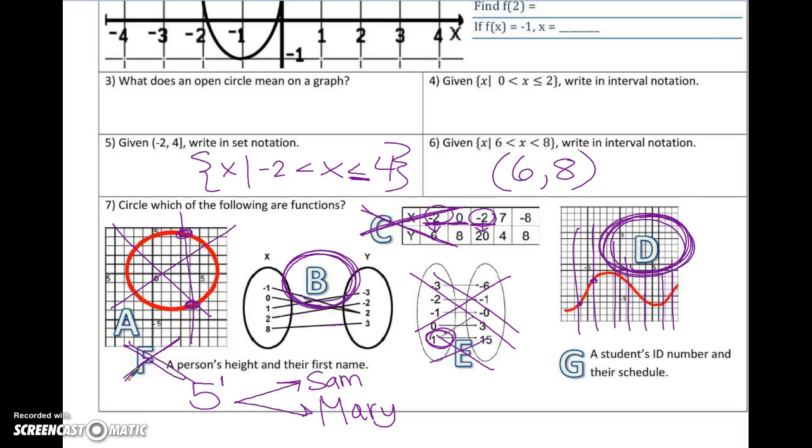G, a student's ID number and their schedule. So your ID number is 3, 4, 5, 6, 7, 8. And their schedule, right? You only match to one schedule for each of your quarters, so there's only one match up here with your 8 classes. So G, I would say yes, is a function.